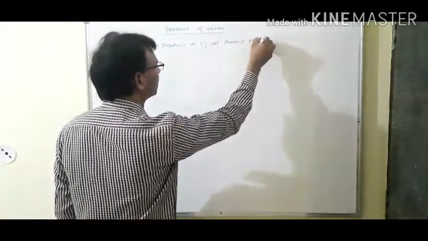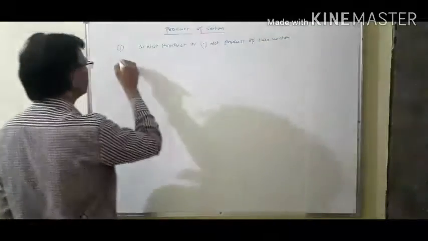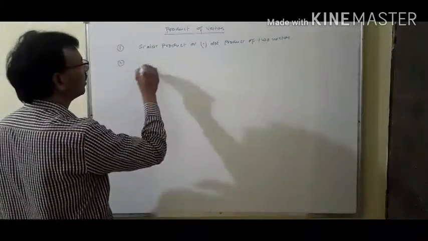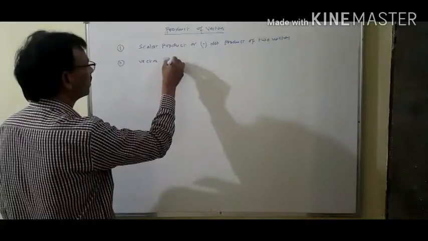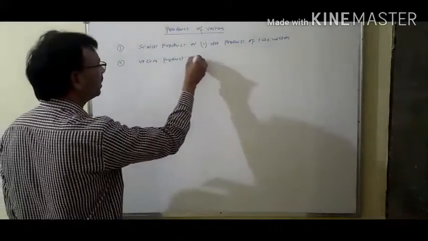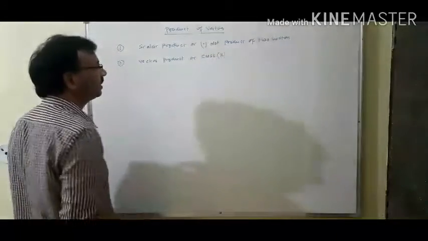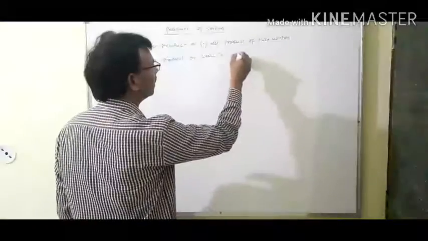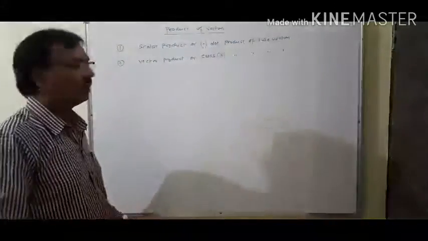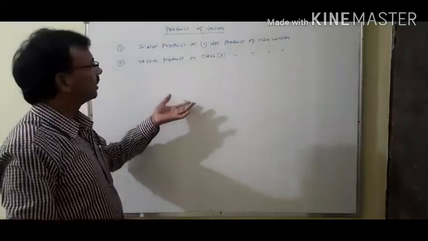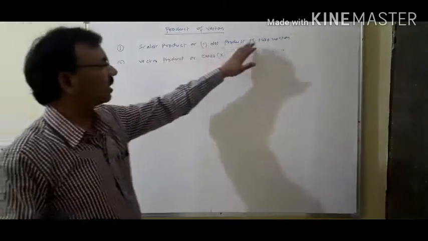of two vectors, and second is vector product or cross product. Cross is denoted like this, cross product of two vectors. Now in this video we will discuss scalar product or dot product of two vectors.